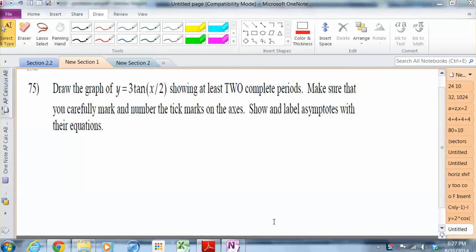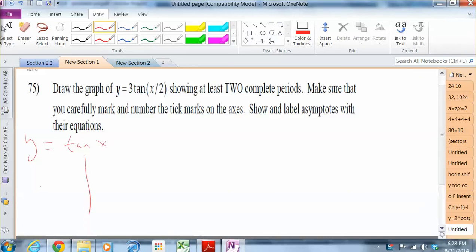Good day to you. Here we're going to talk about number 75 from the AP Calculus AB summer assignment. Now in this case, we have y equals 3 times tangent of x over 2 and must show at least 2 complete periods. Start with the parent function. It's always a good idea. So y equals tan x.